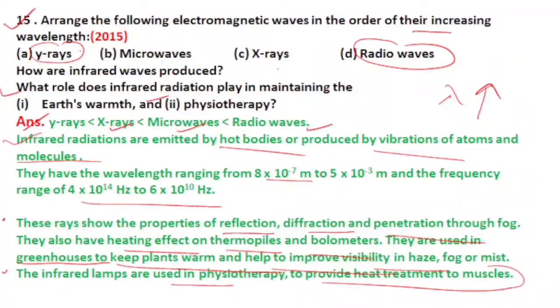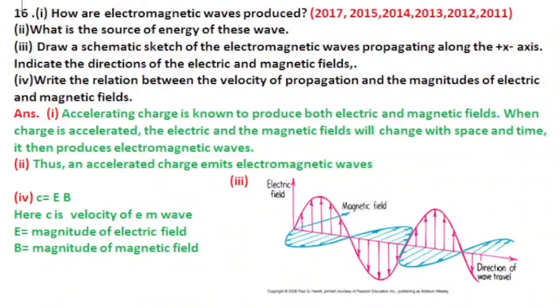Next, question number 16. This question comes in the years 11, 12, 13, 14, 15, 17. In all years this question comes, right? So this question is very, very important for this year also, for 2022. Now, question is, how are electromagnetic waves produced? Very, very important. Must note down, how are electromagnetic waves produced?